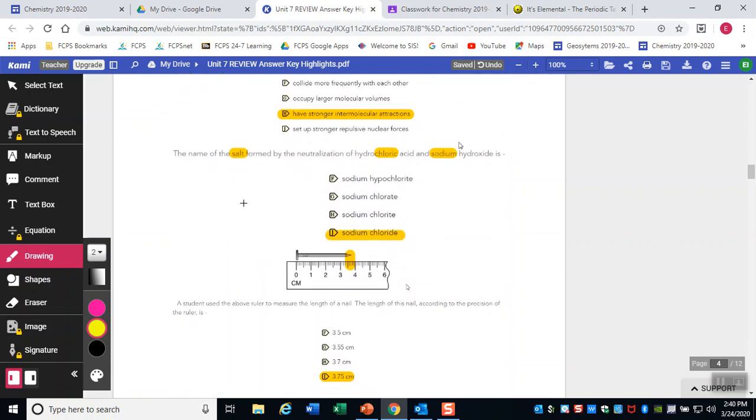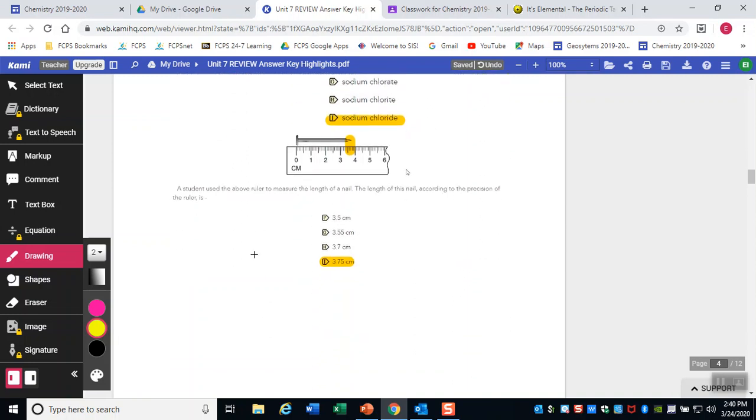Name the salt formed by the neutralization of hydrochloric acid and sodium hydroxide. So neutralization is where you end up with salt and water, right? So that means this hydrogen would mix with this hydroxide, and you would get H2O. So that's going to be your water. So what's left is sodium chloride.